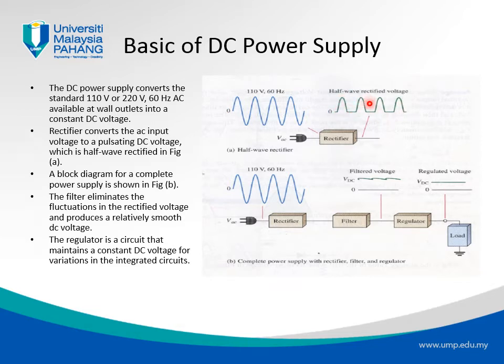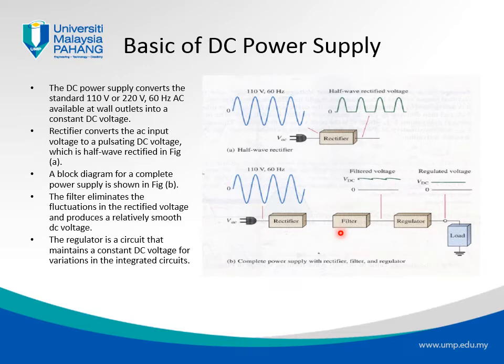But in a more complete DC power supply, we would have not just a rectifier but a combination of the rectifier with other components, because with only a rectifier, we will have a pulsing signal. Of course, it's on the positive side, but it is still pulsing. In order to make it a smooth DC signal that can be used by our application, we need several other components. After the rectifier, we need a filter.